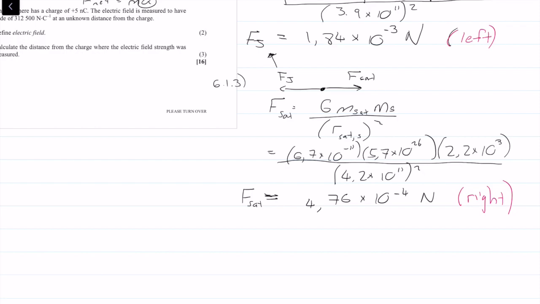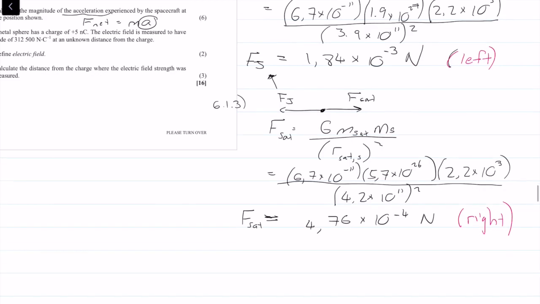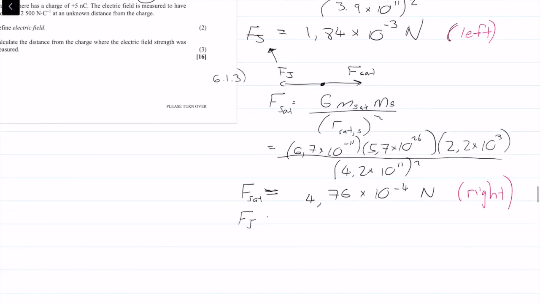Okay, so basically the force leftwards, the force exerted by Jupiter, is greater than the force exerted by Saturn. So basically the spacecraft will move left. I'm going to take the left direction as positive when we take F net equals ma, the sum of the forces equals mass times acceleration.